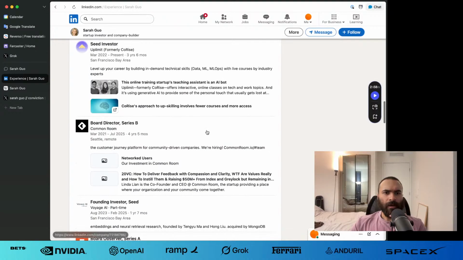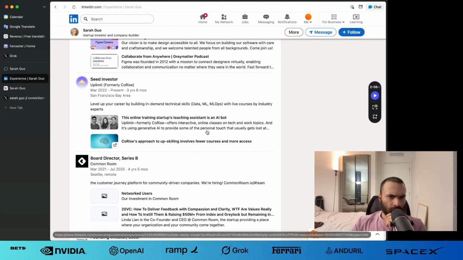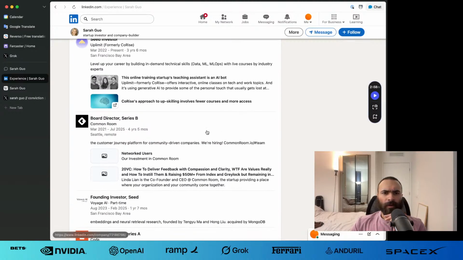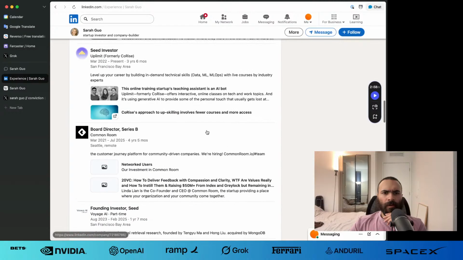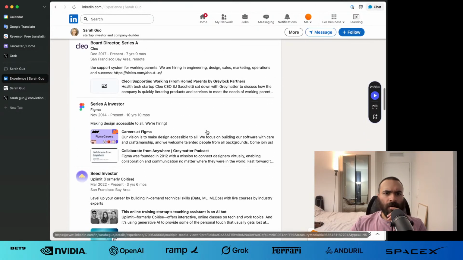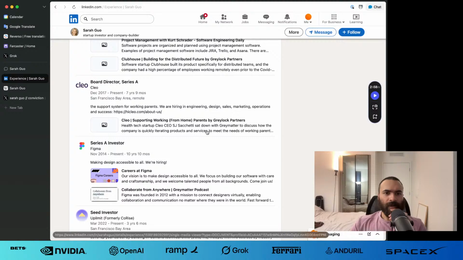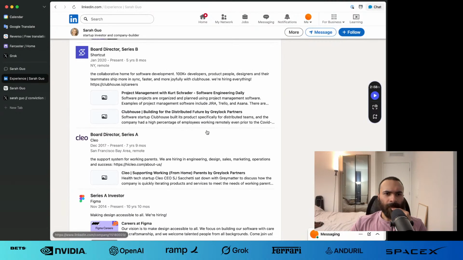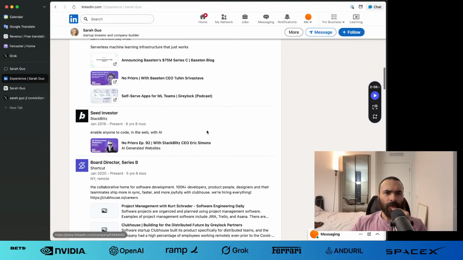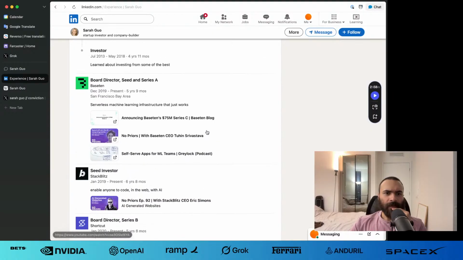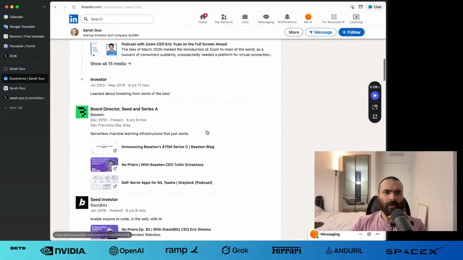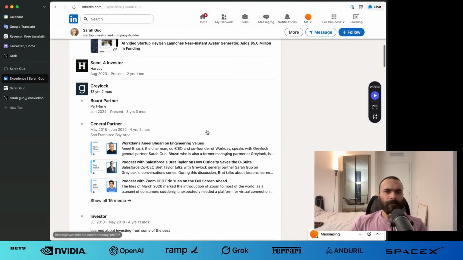Voyage AI, Common Room, customer journey platform for community-driven companies, we are hiring. Okay, networked users, Uplimit, formerly Coreis, Figma, let's go. Making design accessible to all, we are hiring. Series A investor, board director, Clio, Shortcut, Stack, Bills, enable anyone to code on the web with AI, Base 10, and now we have Greylock over here.